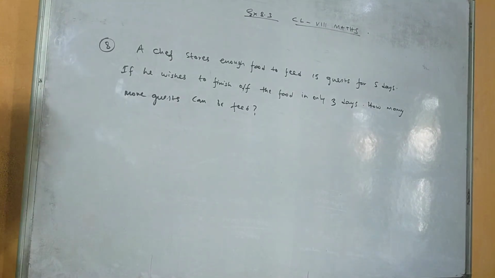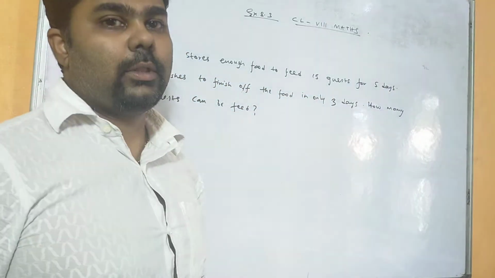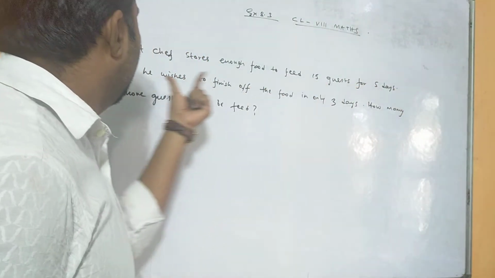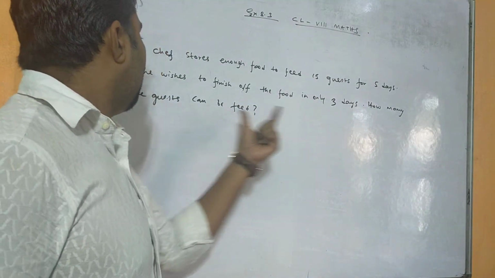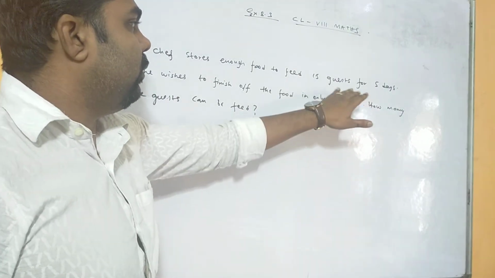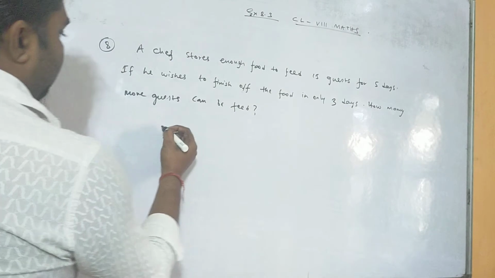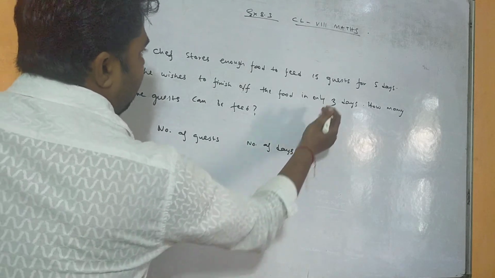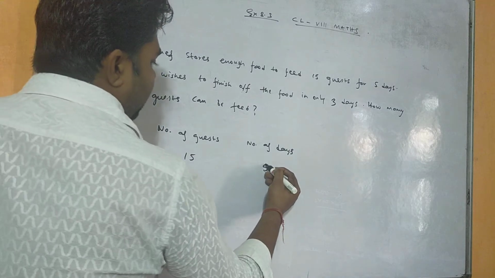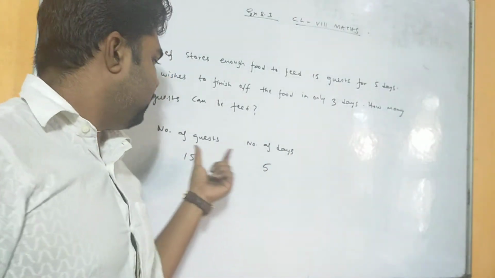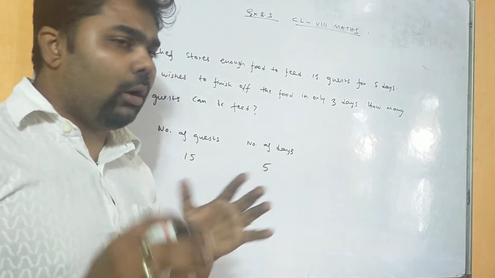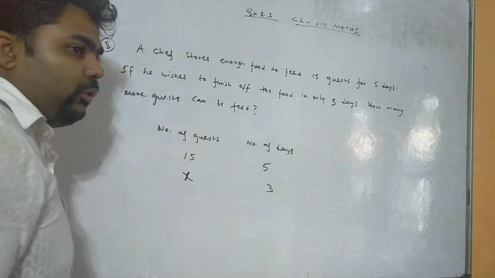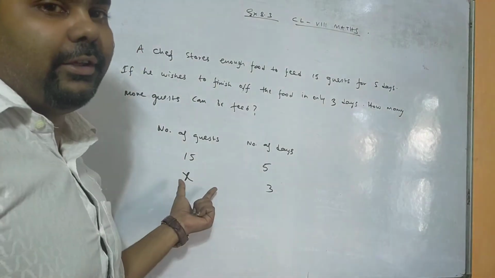Next question is, a chef stores enough food to feed 15 guests for 5 days. If he wishes to finish all the food in only 3 days, how many more guests can he feed? So first we will make two columns here, number of guests and number of days. Number of guests is 15 and number of days is 5. This means that if there are 15 guests, food will finish in 5 days. So how many more persons should he call so that the food finishes in 3 days? This is the question.